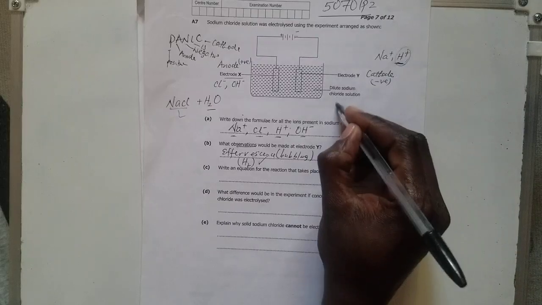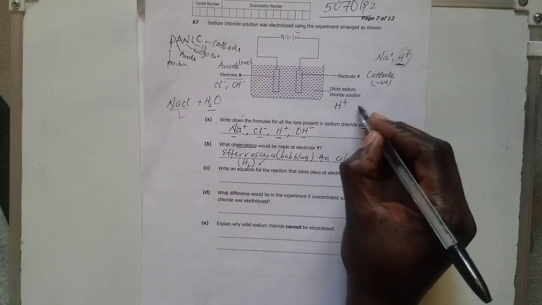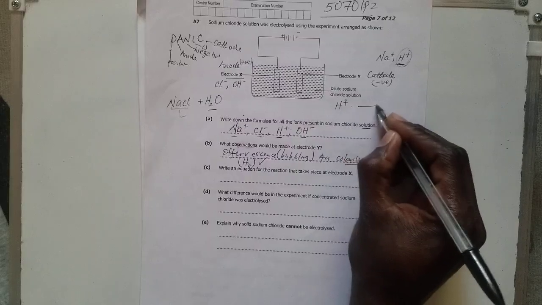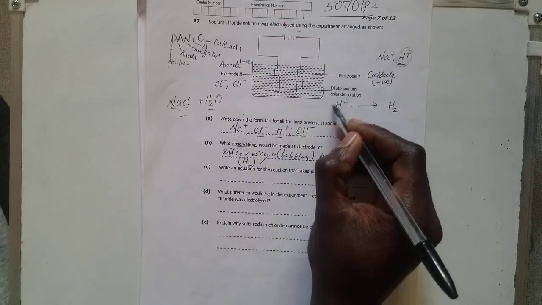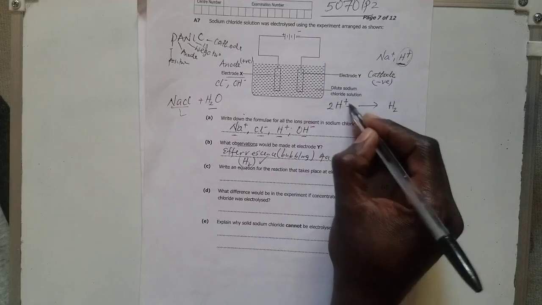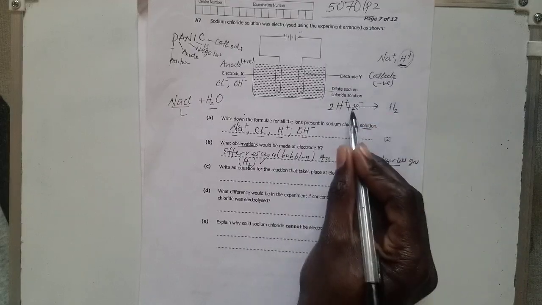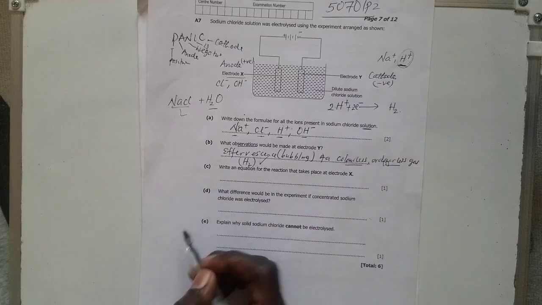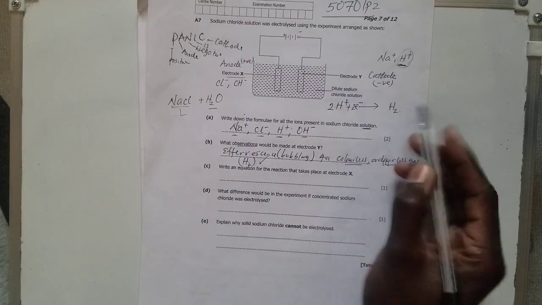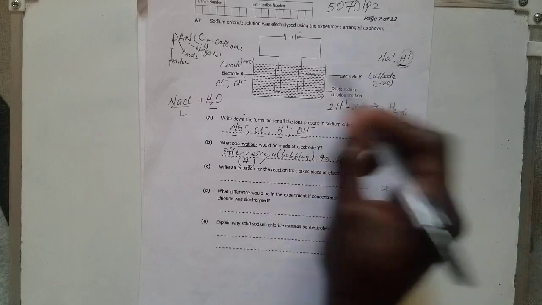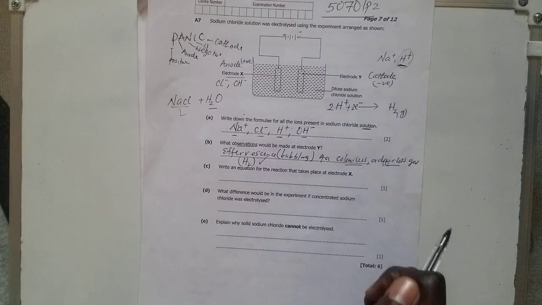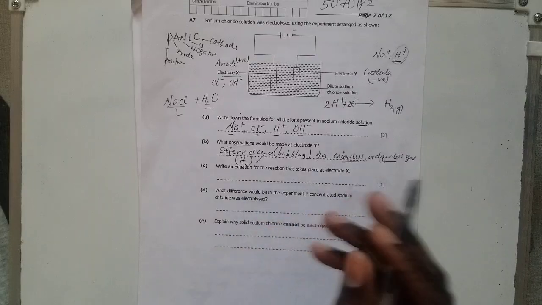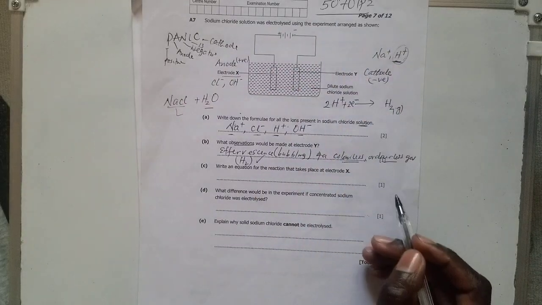Remember, when hydrogen ions are discharged in that case, they produce hydrogen gas. You can balance the atoms by putting a 2. It simply means 2 electrons will be gained in order to produce hydrogen gas. And it is this gas that will be forming bubbles at electrode Y, and that's what you would observe. Hopefully you got the sense of what I'm trying to explain there.